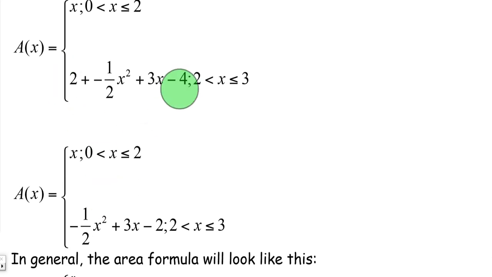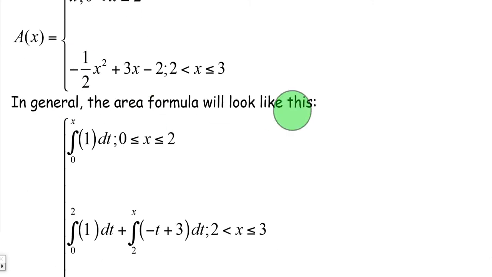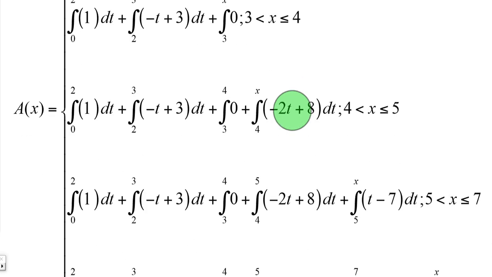And when we simplify that, I'm just going to pull the 2 and move it over here, and then move the exponents in descending order. For the second piece, we get -1/2 x squared plus 3x minus 2. We can plug in any x value between 2 and 3 into this formula, and it will give us the area all the way from 0 to 3, because we took into account that first area of 2. So in general, the area formula will look like this now. All the pieces will be depending on the previous pieces.